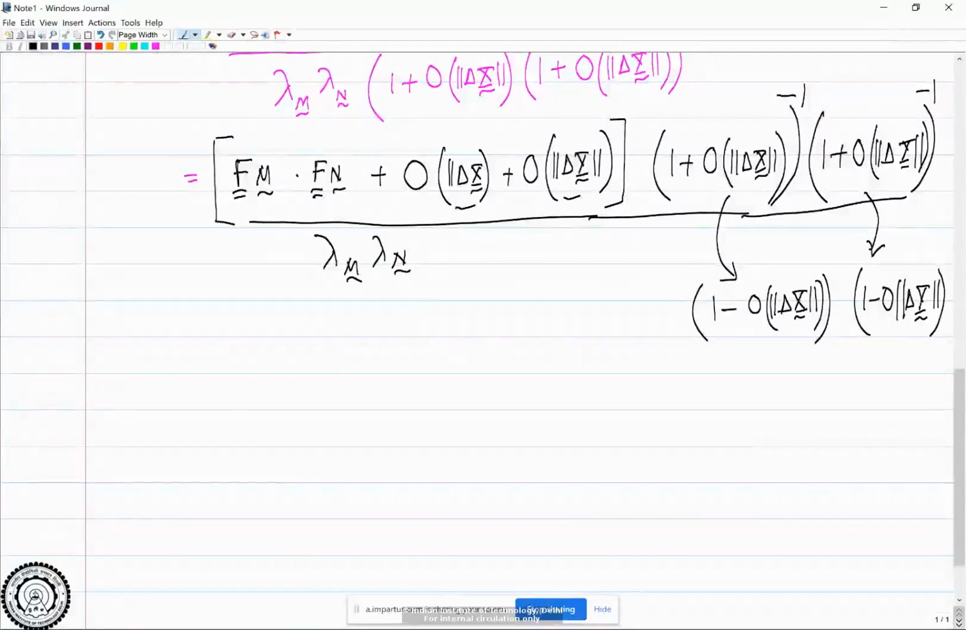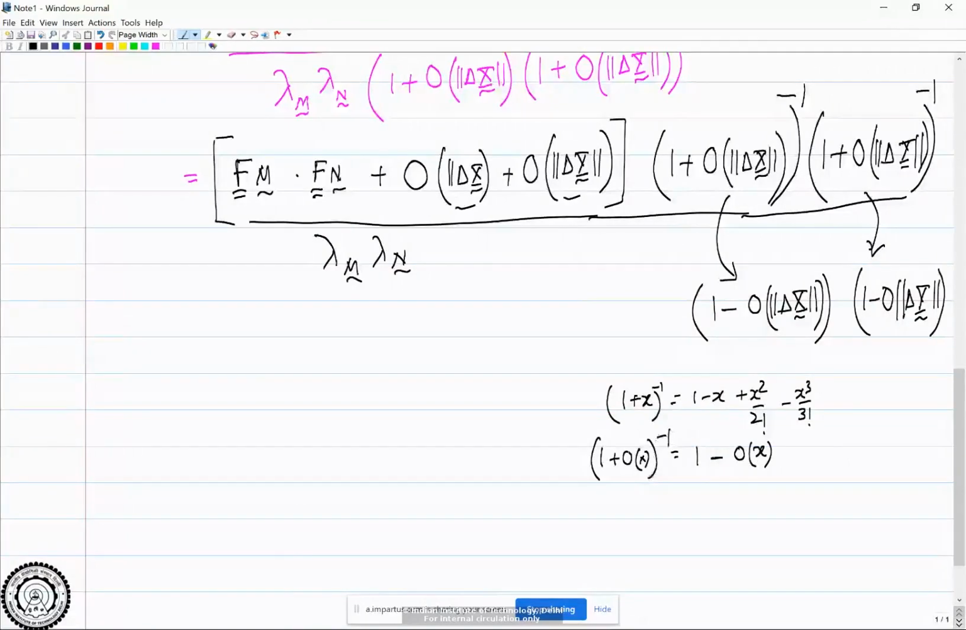And this binomial thing, are you guys able to follow this? Yes, sir. You know, I have this formula: 1 plus x to the power minus 1 is 1 minus x plus x square by 2 factorial minus x cube by 3 factorial. Now, if x is very small, then it is 1 minus big O x, isn't it? Because everything goes in that big O. And on the numerator, the left hand side, 1 plus big O x to the power minus 1 becomes 1 minus big O x.